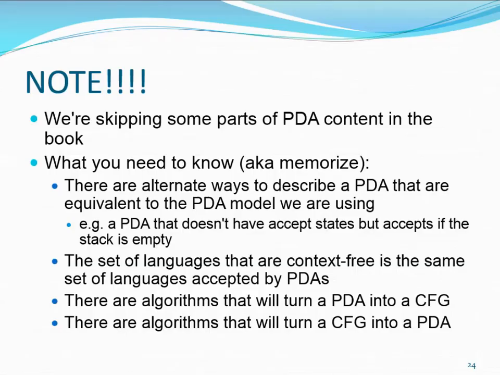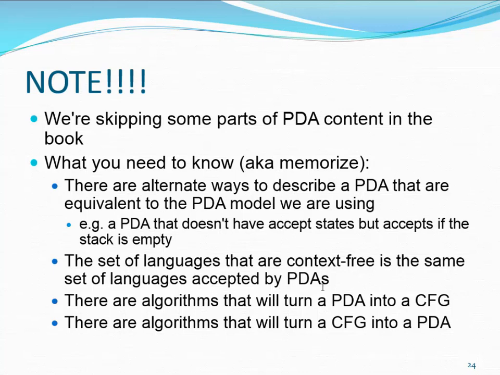Heads up, we are going to be skipping some of the material in the textbook that talks about PDAs. We're going to skip the section on equivalent forms of acceptance. What you actually just need to know is that you can describe a PDA in a bunch of different ways, and that's equivalent to the model that we're using. So you could talk about a PDA that doesn't have any accept states, but that accepts if the stack is empty, right?